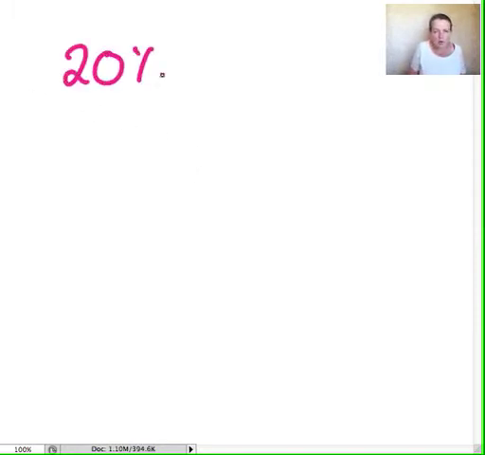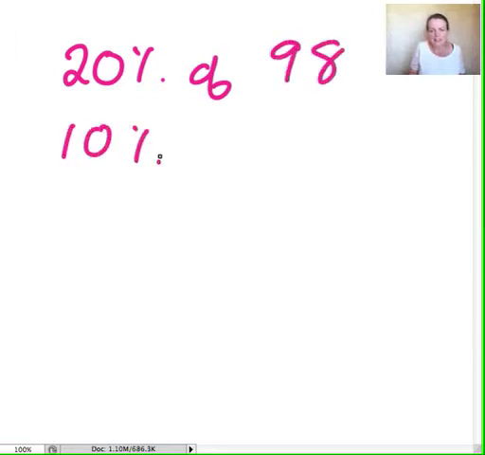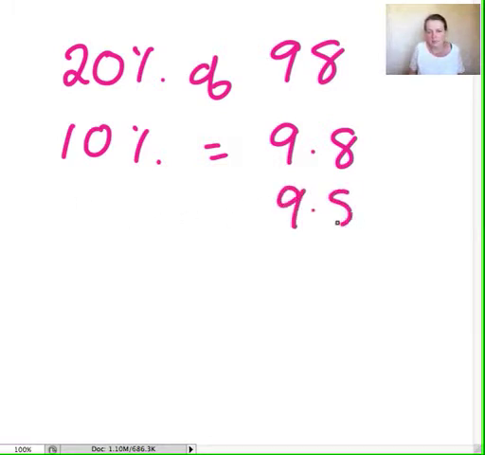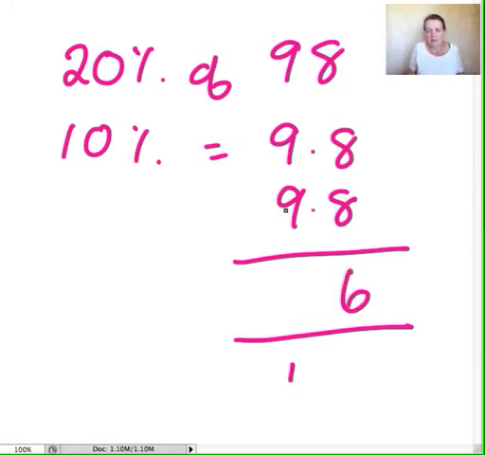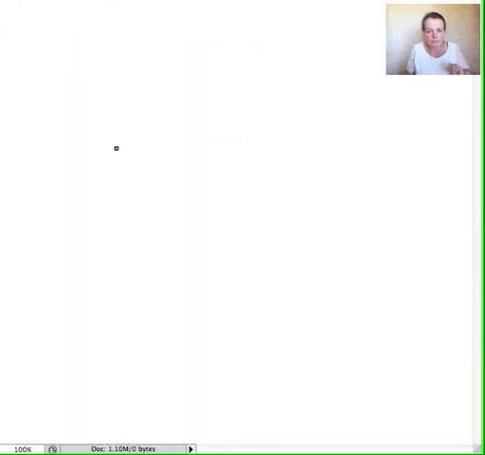20% of 98. 10% equals, bounce it in, so it's 9.8. 20% is going to be double that, isn't it? So 9.8, 8 and 8 is 16, carry 1, 9, 18, 1, 19, bring down the decimal point. So 19.6. Should we check that one as well? Yep. And let's do the next one.